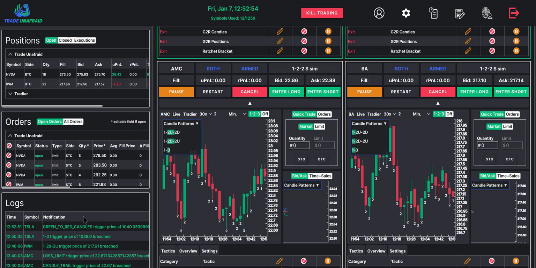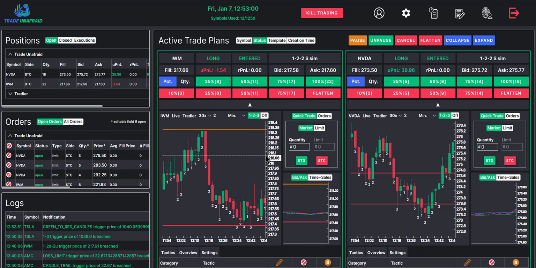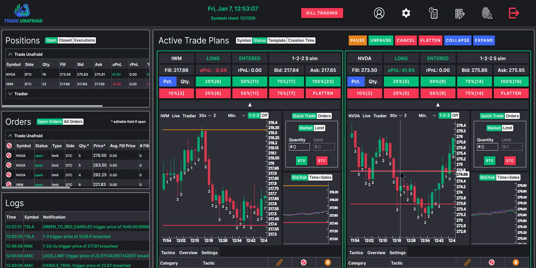Something just stopped out. Oh, it was Tesla. Oh, it was the green to red. Yeah, okay. All right. NVIDIA is doing very nicely. Got a ways to go for IWM to actually trigger the MFE retracement. So anyway, I think I will end this here, but that's just a little peek into system development and testing in Trade Unafraid.